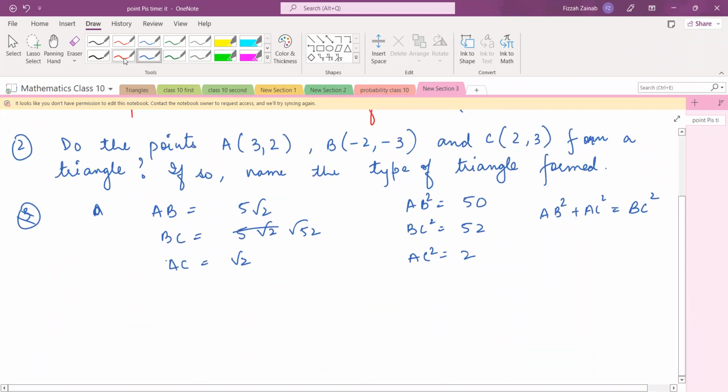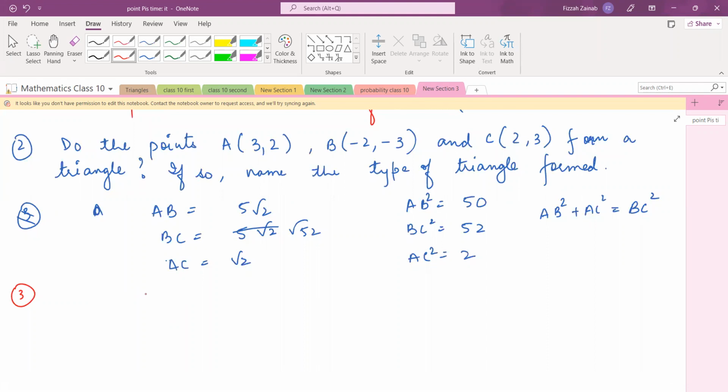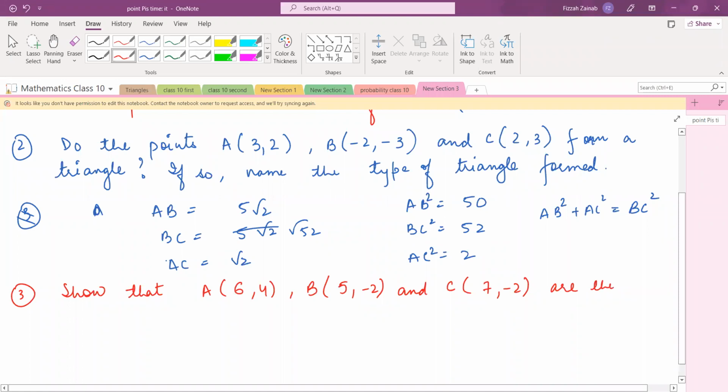Okay. Third question is, I think you can do this. Let me skip it. Yeah, let me take some different kinds of questions like this. Show that the point A, that is (6, 4), and B (5, -2), and C (7, -2), are the vertices of an isosceles triangle.